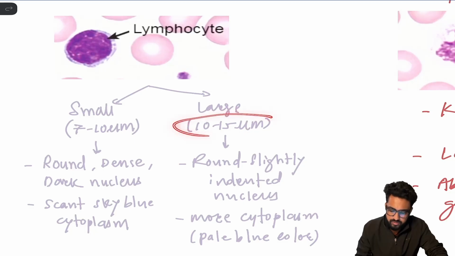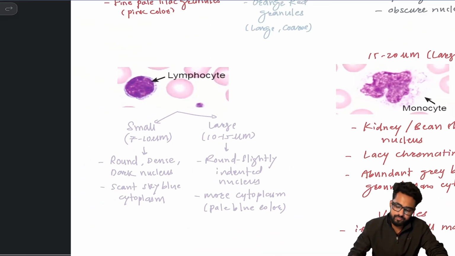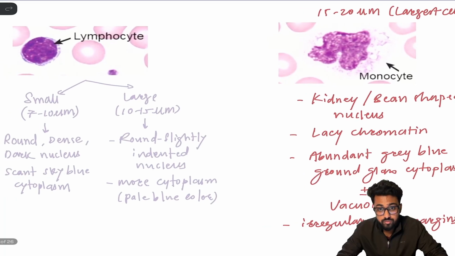Large lymphocyte is 10 to 15 micrometer. A round, slightly indented nucleus can be seen, and more cytoplasm compared to the small lymphocyte. Here the cytoplasm is pale blue in color. Next cell is the monocyte, also one of the important cells.